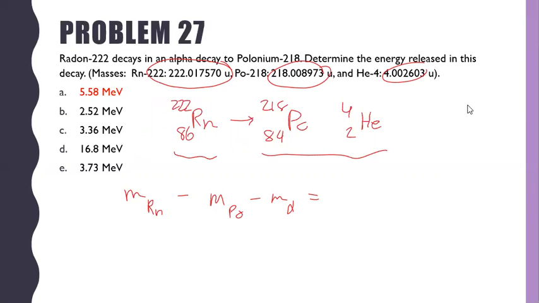222.01757. Be careful, don't round too much here because it's going to be the decimals that actually matter in the end. So we subtract from that 218.008973 and the 4.002603. This comes out to 0.005994.